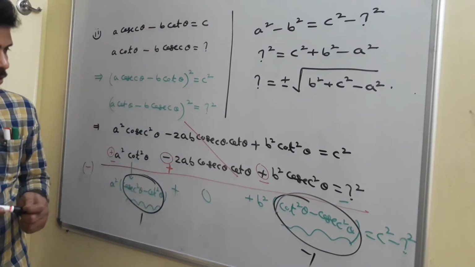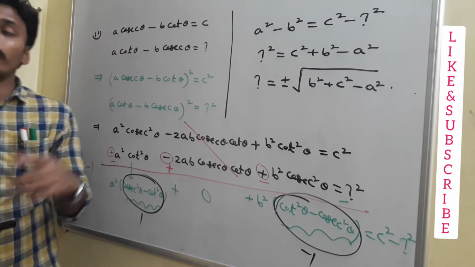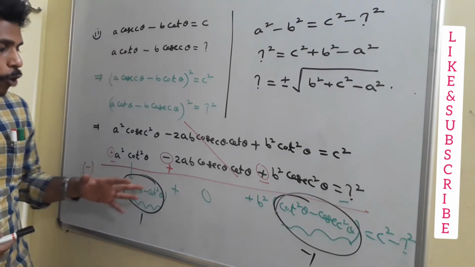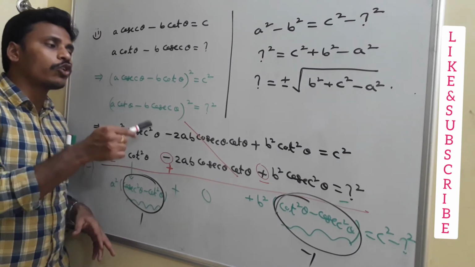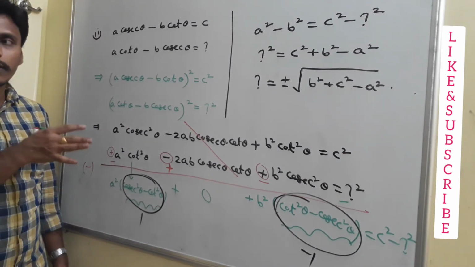Have a look at this. The previous problem and this problem are the same actually, but that problem involved sine and cosine, so we were adding there. Since this problem involves cosecant and cot, we need to subtract here. Okay, very basic simple problem it is. Just have a look at this.